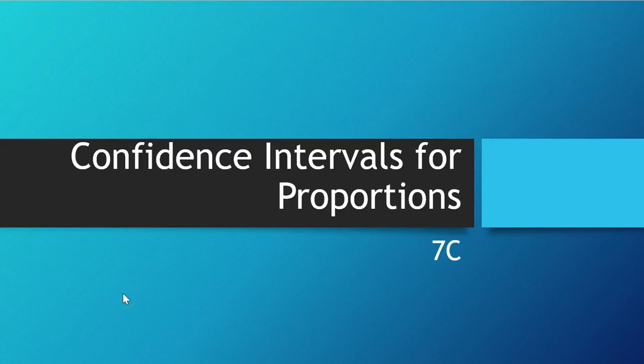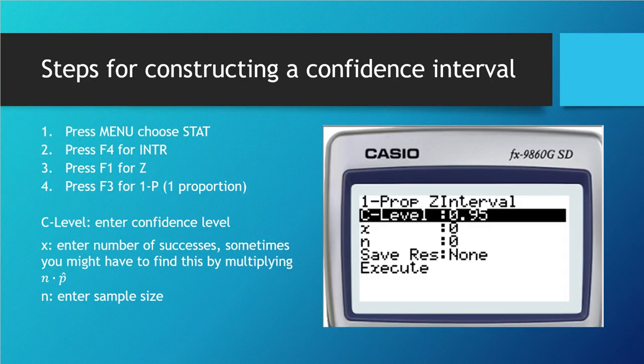7C, confidence intervals for proportions. So now instead of looking at the mean, we're going to look at percentages. Okay, steps are very similar to before.